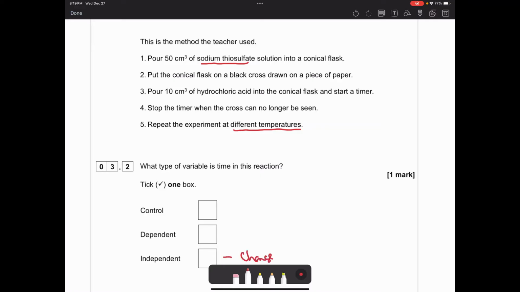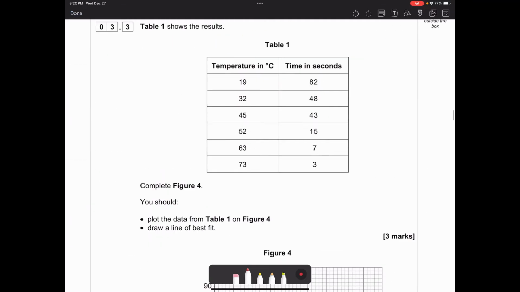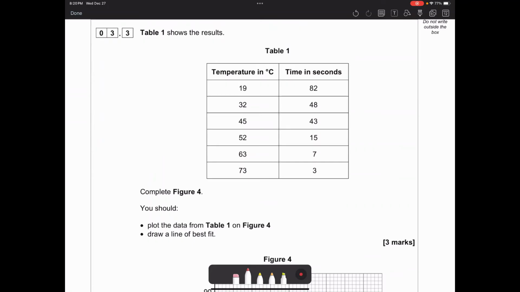Independent is what you change, dependent is what you measure, and controls are what you keep the same. So you're changing the temperature. What are we then measuring? Well, I'm using a timer to measure the time when the cross can no longer be seen. So my time is my dependent variable, what I'm measuring. I should then keep other things like the concentration of the solutions and the amounts of the solutions the same. Those would be my control variables.